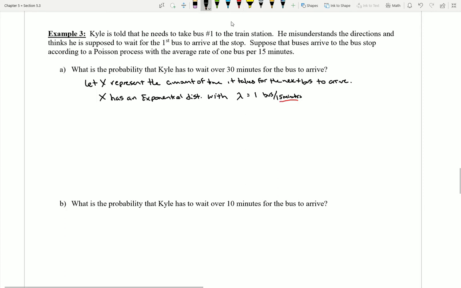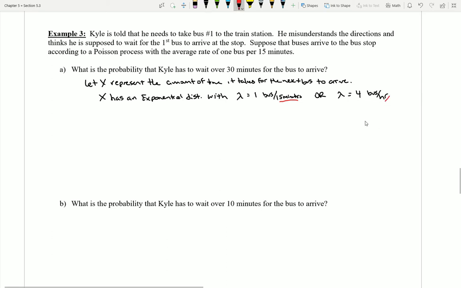So notice that right off the bat, I'm going to go ahead and convert my lambda over. If there was 1 bus that showed up every 15 minutes, what would you imagine lambda would be if I was going to do number of buses per hour? How do I get from 15 minutes to an hour? Well, if you're thinking multiply by 4, you'd be absolutely right. I should expect 4 buses to show up in an hour if there was 1 bus that showed up every 15 minutes.